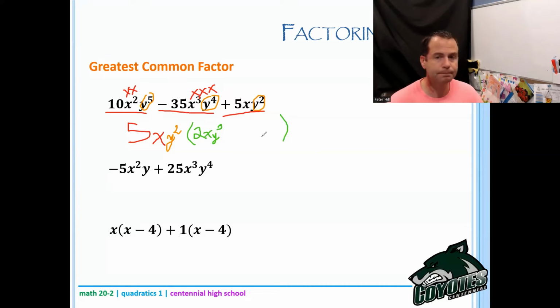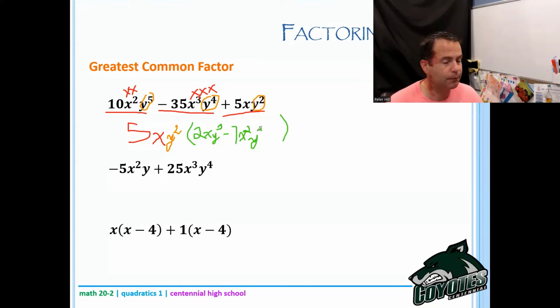Then I do that for the next one, negative 35 divided by 5. Every term has to get divided by the greatest common factor that I took out. So negative 35 divided by 5 is negative 7. X cubed divided by x will give me x squared. That's like a 3 minus 1. Y to the 4 divided by y squared will give me y squared. That's like a 4 minus 2.